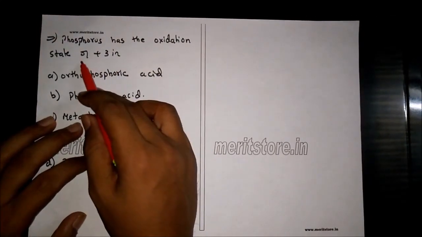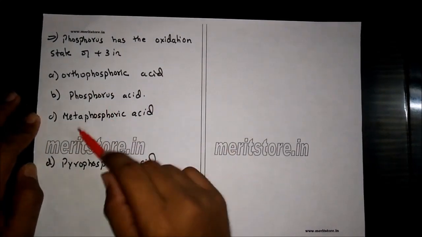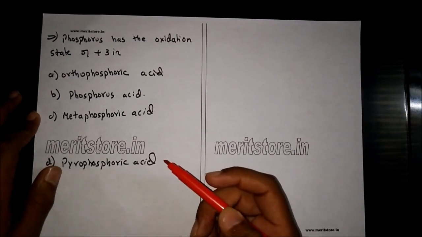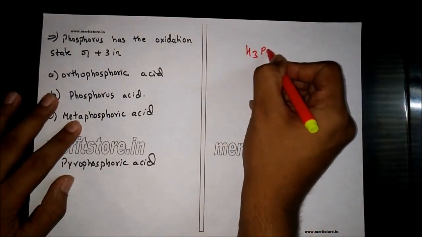Which acid has the oxidation state of +3 for phosphorus? A. Orthophosphoric acid, B. Phosphorus acid, C. Metaphosphoric acid, and D. Pyrophosphoric acid. Now let's look at option B, which is phosphorus acid, which has a formula of H3PO3.